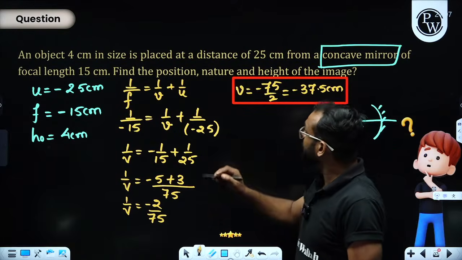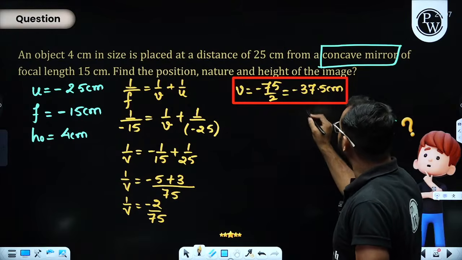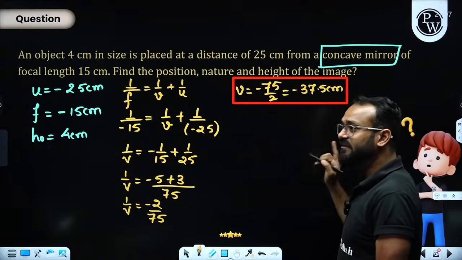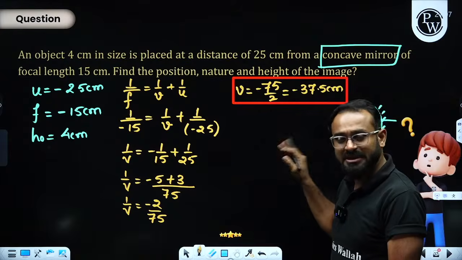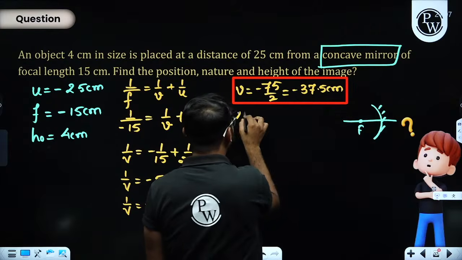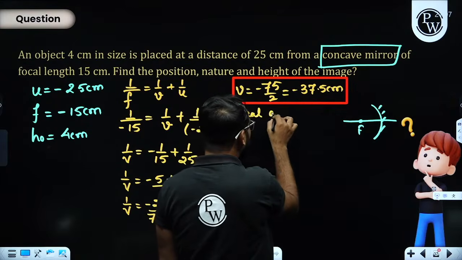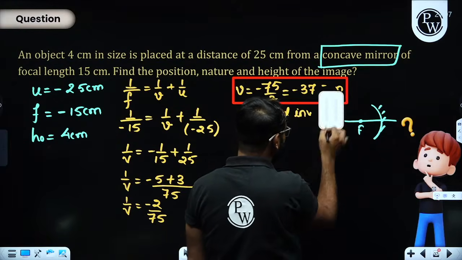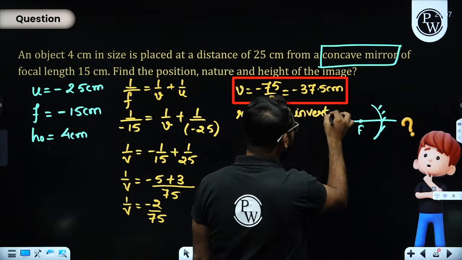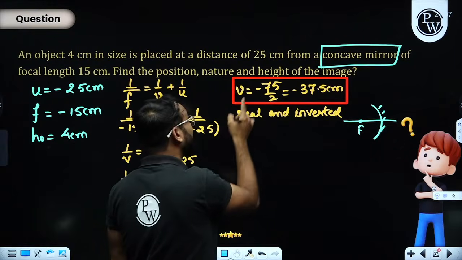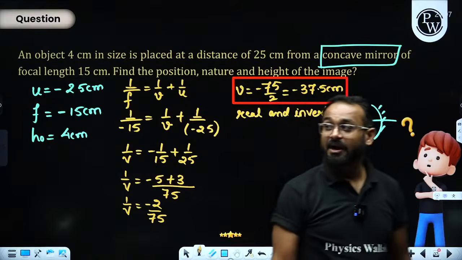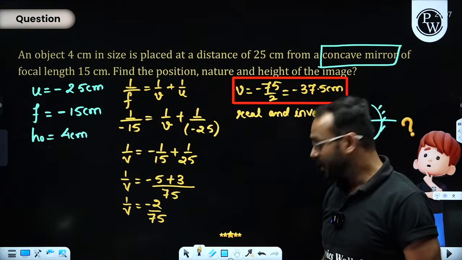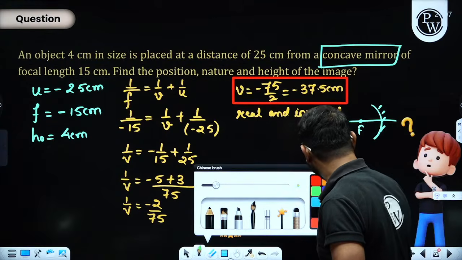Correct. Second thing, nature. See, the image distance is negative. That means on the same side, so it is going to be real and inverted. Real and inverted image. Fine, sir. Third one, height of the image. How will we be able to find the height of the image?